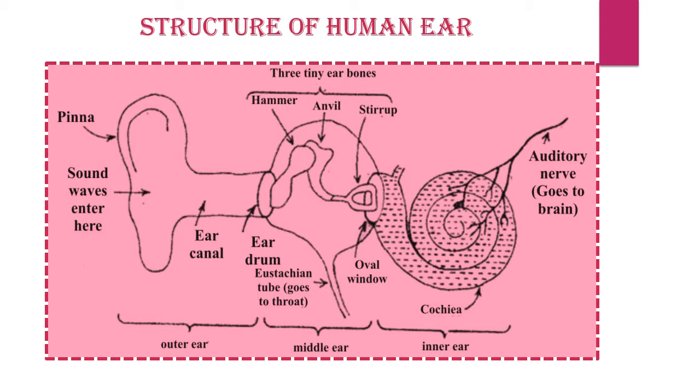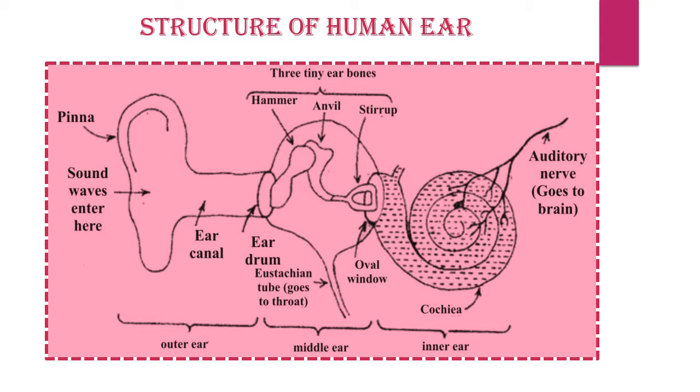The ear consists of three compartments or three parts: outer ear, middle ear and inner ear. Let us look part by part. First, the outer ear. The part of the ear which we see outside the head is called the outer ear. You can see there the pinna, which we can touch outside. The outer ear consists of a broad part, the pinna, and also a passage about 2 to 3 centimeters long called the ear canal. So the ear canal plus the pinna is the outer ear.